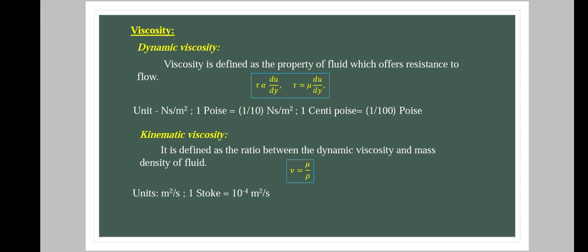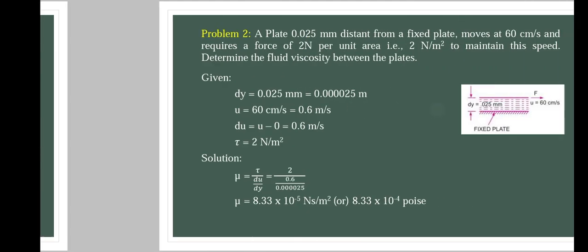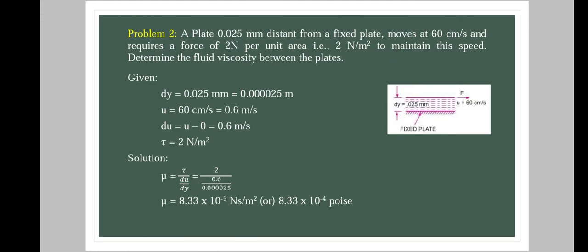Here the one stroke is equal to 10 power minus 4 meter squared per second. Based on these properties, we will solve a problem. Here a plate is 0.025 mm distance from a fixed plate, moves at 60 centimeter per second and requires a force of 2 Newton per unit area, that is 2 Newton per meter squared, to maintain this speed. Determine the fluid viscosity between the plates.